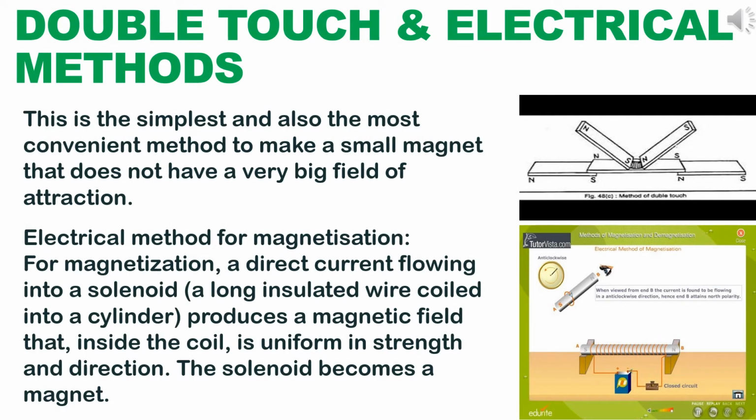Now, double touch method and electrical methods. Double touch method is the simplest and also the most convenient method to make a small magnet that doesn't have a very big field of attraction. See the diagram? Now I am explaining.